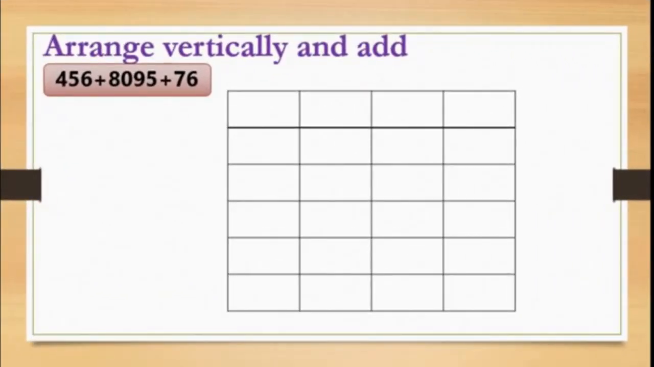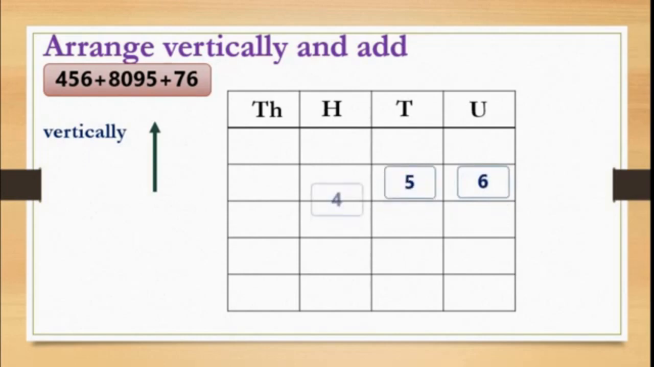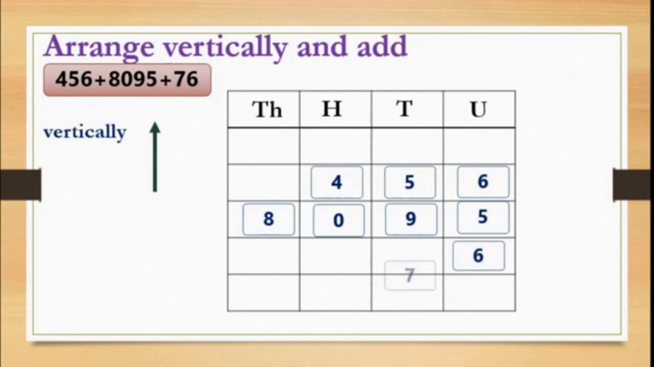Now arrange vertically and add. Vertically means in the standing position. We have to write the numbers one below the other. Okay, we'll start. First we take unit, tens, hundreds and thousands. Now the first number is 456. We will start writing from the units place. Then the second number is 8095. See, dear students, like this you have to write. Always you have to start from the units place. Then the number 76 is given. See how to write. 76 is written under the tens and units place.